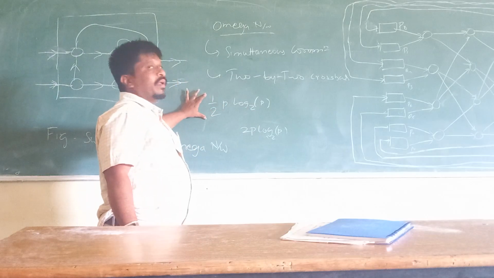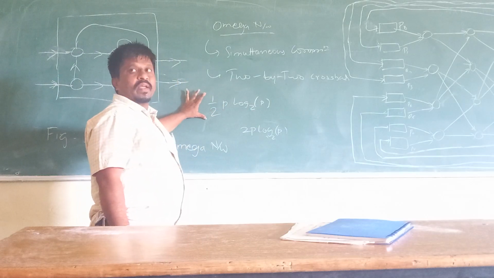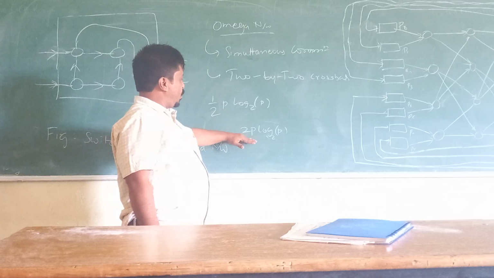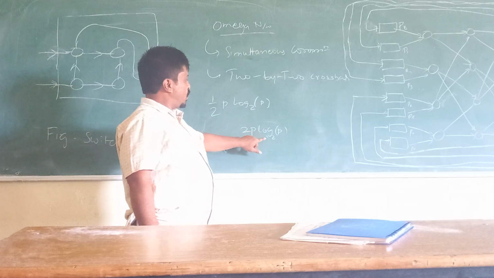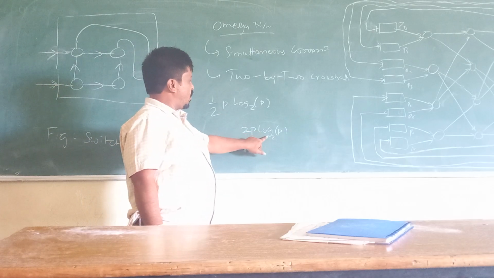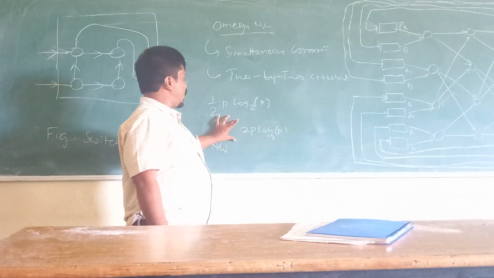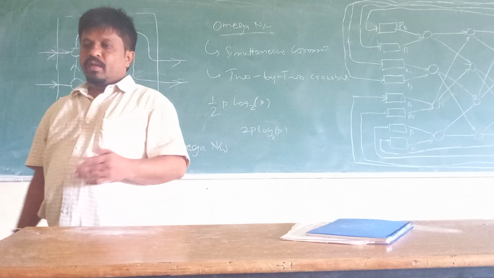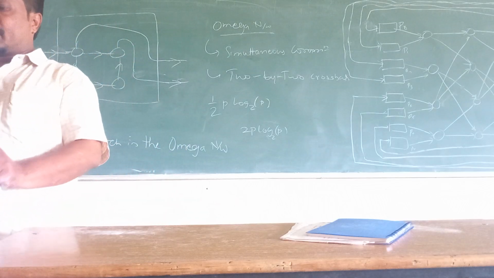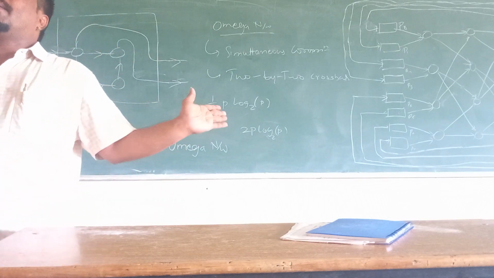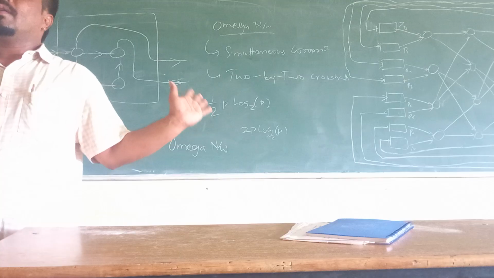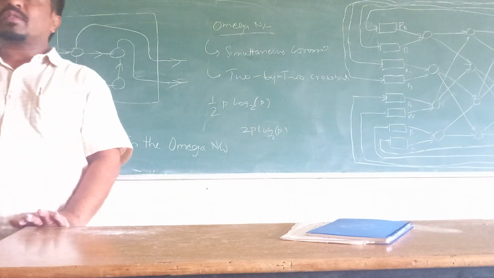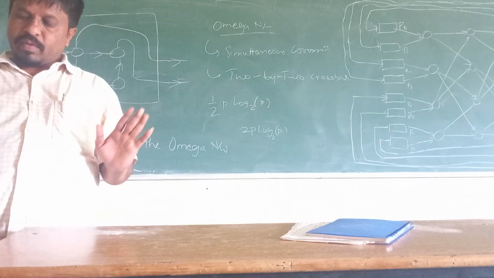While giving the number of processes, we can calculate the number of switches. If you have the omega network, you will have 1 by 2 p logarithm of 2 p. If you give the number of processes, we can easily calculate the number of switches. In the examination, they will sometimes ask you to calculate the switches given the number of processes. If they ask, just remember this formula.